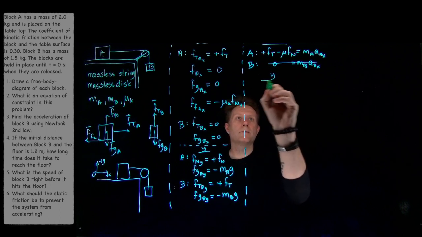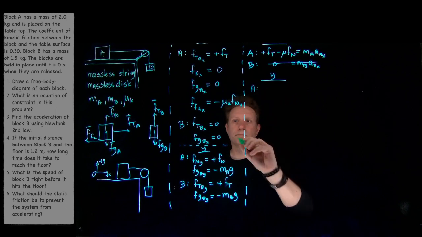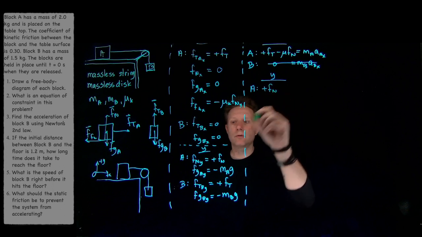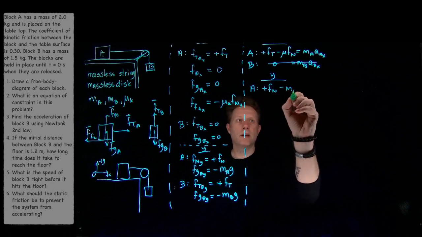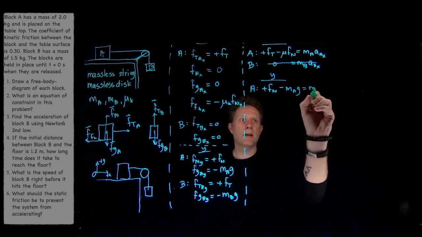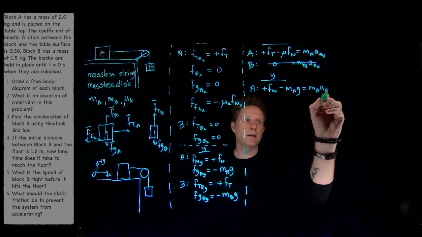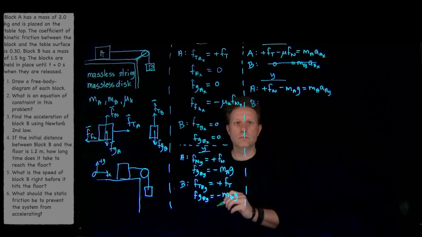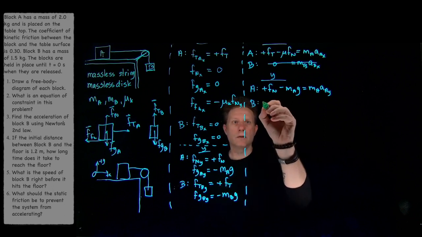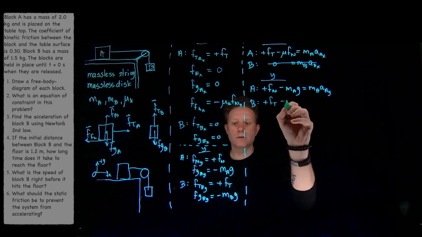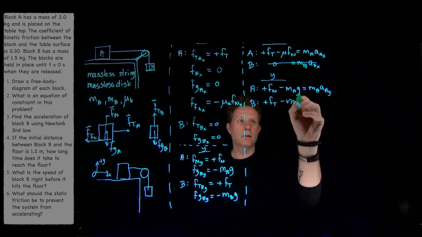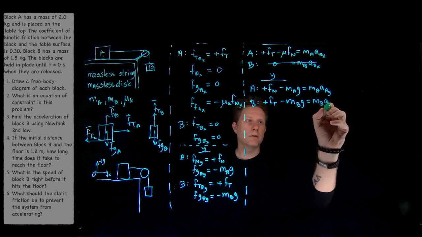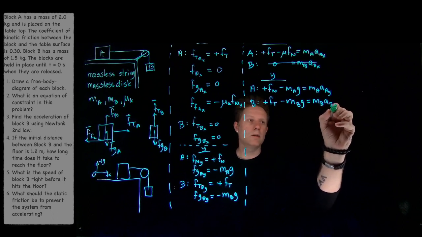Now in the y direction, for box A, we have plus the normal force minus mass A times the acceleration of gravity is equal to mass A times the acceleration of A in the y direction. And then for box B, we have plus the tension force minus mass B times the acceleration g is equal to mass B times the acceleration of box B in the y direction.